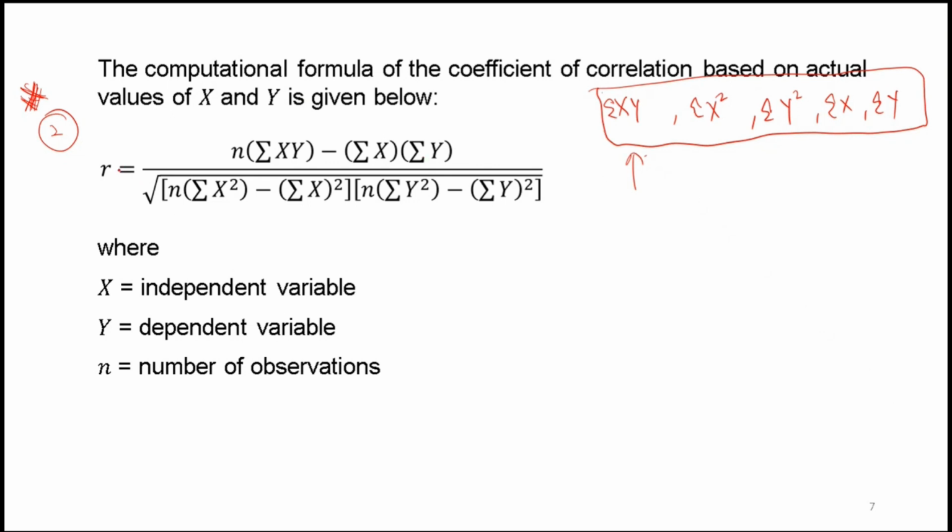So r equals n, where n is the number of observations, times summation of x times y. X is the independent variable and Y is the dependent variable. Just substitute the values and you will get the value of r.